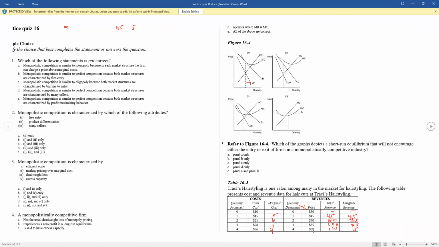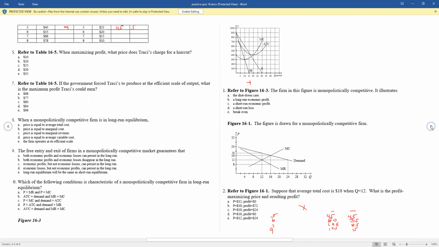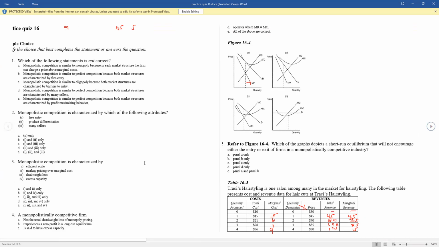If the government forced Tracy to produce at the efficient scale, this is 7. So we just did 6. All right, if the government forced Tracy to produce at the efficient scale of output, what is the maximum profit Tracy could earn? All right, so what is the efficient scale? The efficient scale is productive efficiency, and that's the lowest average total cost. So to find that, I would have to take total cost and divide it by quantity.